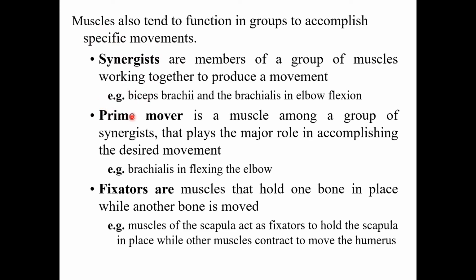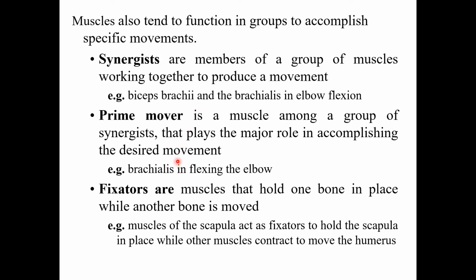Next, we have the prime mover. Prime mover is a muscle among a group of synergists that plays the major role in accomplishing the desired movement. Example, brachialis in flexing the elbow. Although the biceps brachii is the strongest flexor of the elbow, hindi siya yung chief. Kasi meron tayong tatlong nagfe-flex ng elbow. We have the brachialis, the brachioradialis, and the biceps brachii. Now, as a prime mover, mas prime mover ang brachialis kaysa sa biceps brachii. Kasi ito, chief siya. Ito, strong lang. In the future, you will know that.